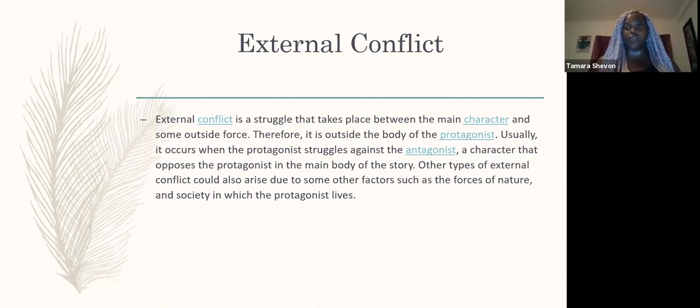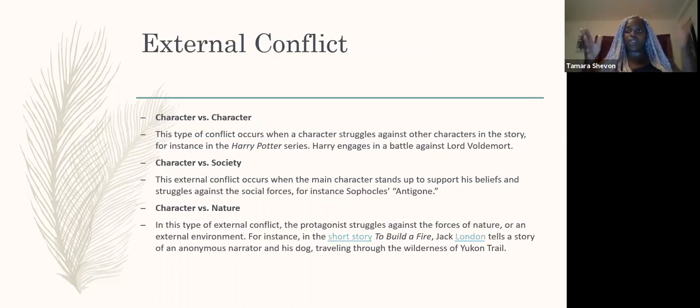which the protagonist lives. So you have external conflict being character versus character, so two people against each other. Character versus society, when the main character is standing up for their beliefs and it's against the way the society wants things to be. Character versus nature, when you're struggling against the forces of nature and the environment, okay? For example, in the short story To Build a Fire by Jack London, which you will be reading, this tells the story of an anonymous narrator and his dog traveling through the wilderness of the Yukon Trail.